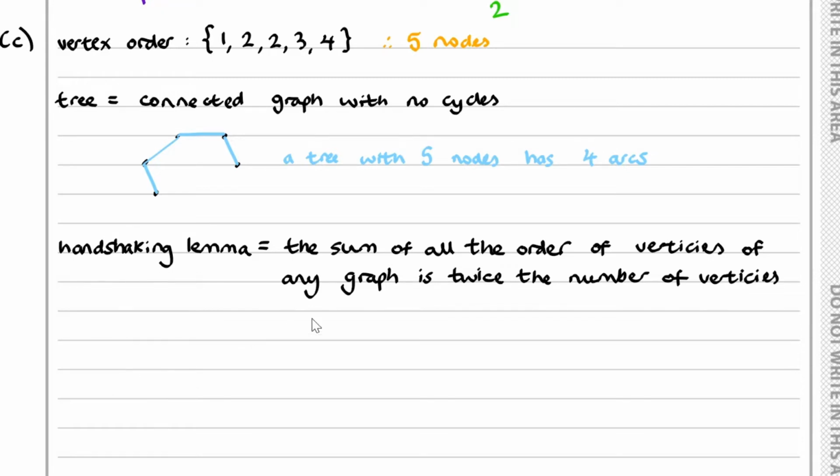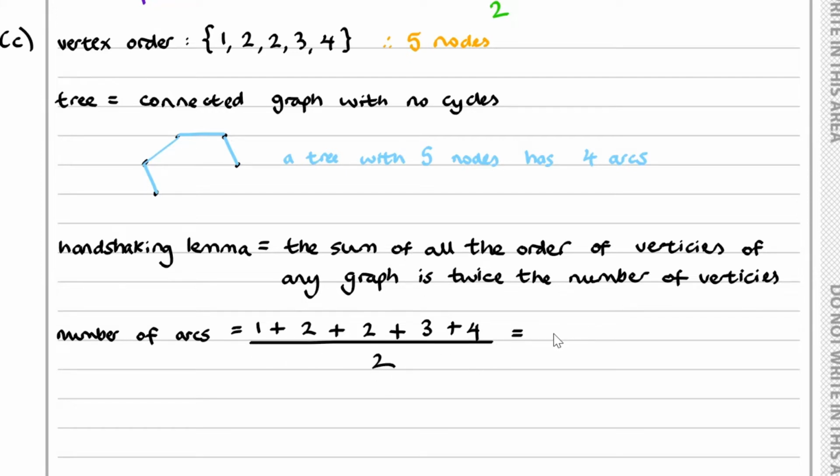And therefore, in this case, the number of arcs we have, we add all these up together and then divide by 2. So we have 1 plus 2 plus 2 plus 3 plus 4, and then we divide this by 2. Working that out, we get 5. So we have 5 arcs. And this 5 does not equal this 4. And therefore, the graph cannot be a tree. Okay.